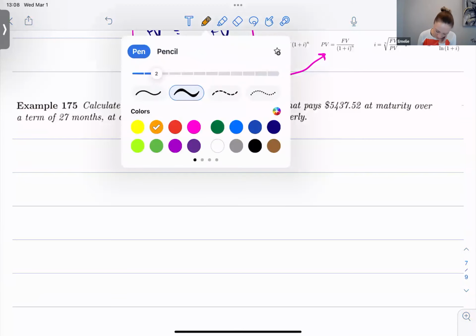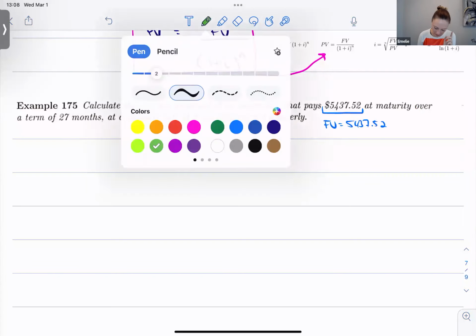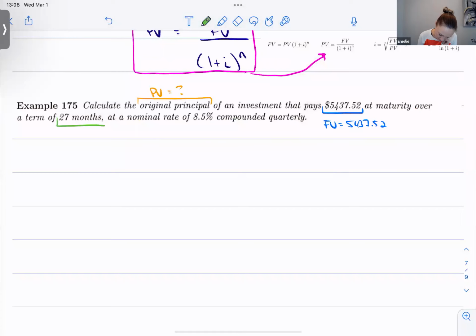Of an investment that pays $5,437.52 at maturity, which makes this what? The future value, right? The future value is $5,437.52 over a term of 27 months. So T, again, has to be in years, and we've had practice with this, right? So T is 27 over 12. 27 twelfths of a year.